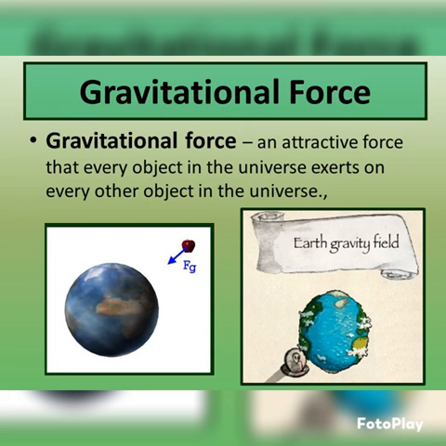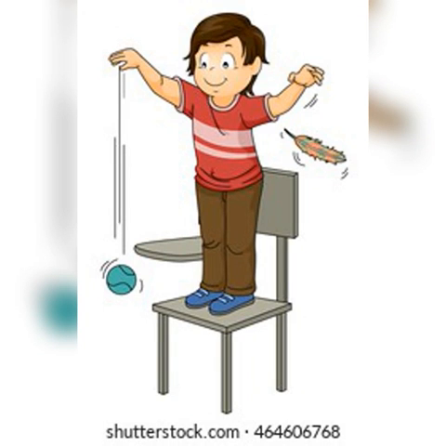There are four main examples of forces in physics. The first and foremost is gravitational force. Gravitational force is an attractive force that every object in the universe exerts on every other object in the universe. Example of gravitational force is dropping a ball on the ground, dropping a plain paper on the ground, and so many others.